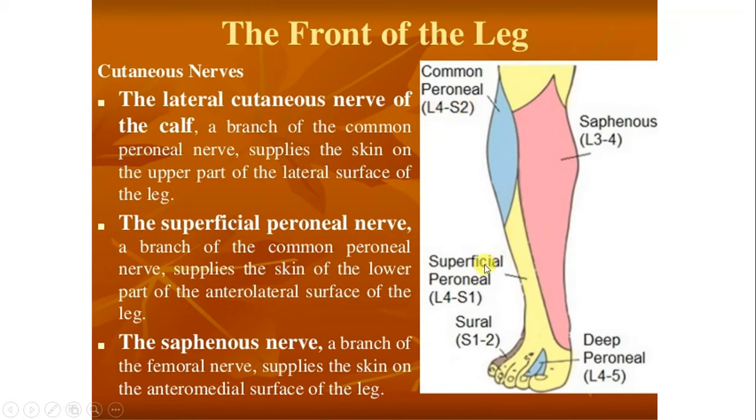If we come down laterally, we see that this yellow area, except this small area on the little toe, is all supplied by the superficial branch of the common peroneal nerve, L4 to S1. And the area here is a small area, the web between the big toe and the first small toe, this first web area, is supplied by the deep peroneal nerve, part of the common peroneal nerve. And laterally here around the little toe, the sural nerve, which is a branch of the tibial nerve, supplies the lateral part of the foot. So here is the cutaneous nerve supply.